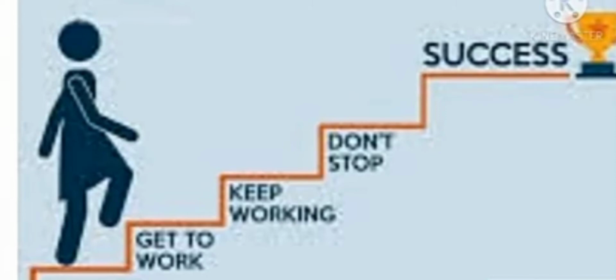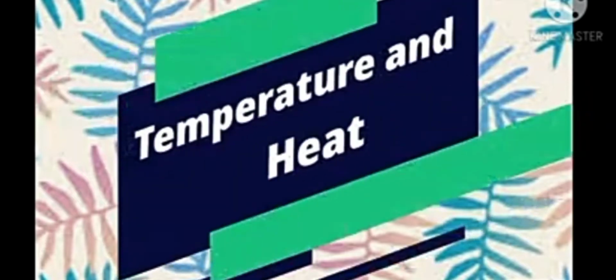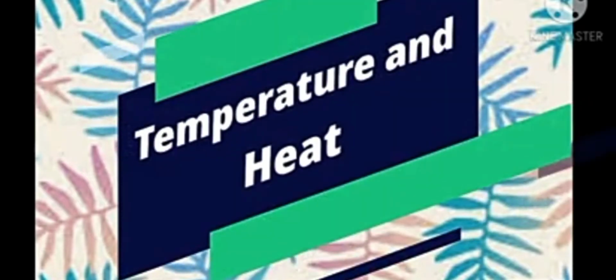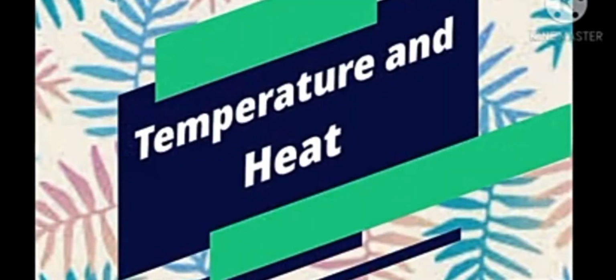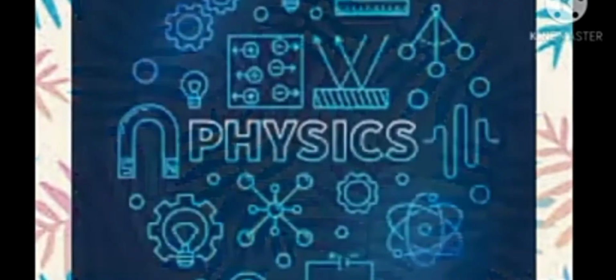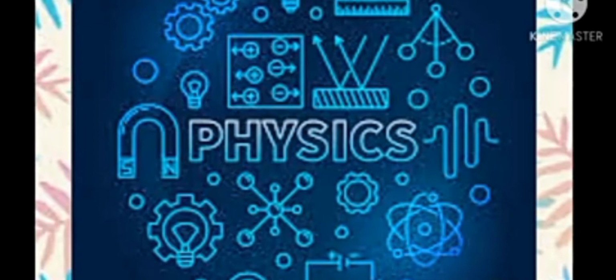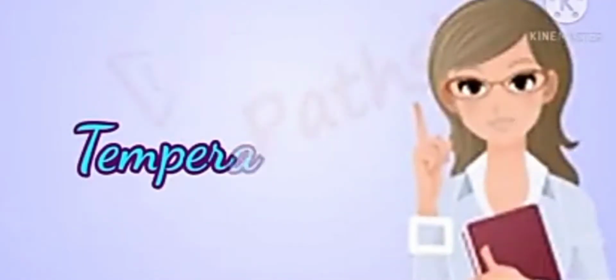Students, today we will start our new chapter, chapter number 6, temperature and heat. Beta, as you know, science is divided into many branches and this chapter comes under physics. So, let's begin the chapter. We will discuss temperature, measurement of temperature, temperature scales and thermometers, types of thermometers. Clear students?